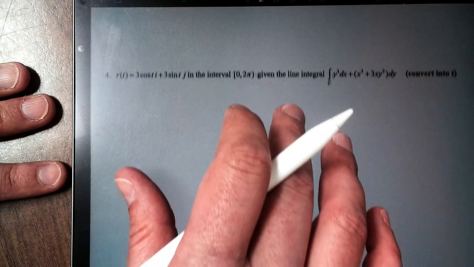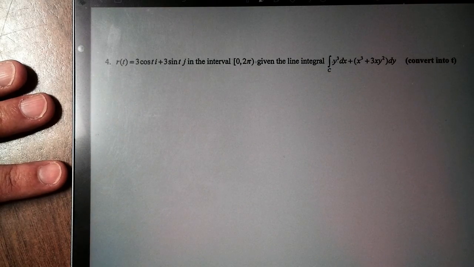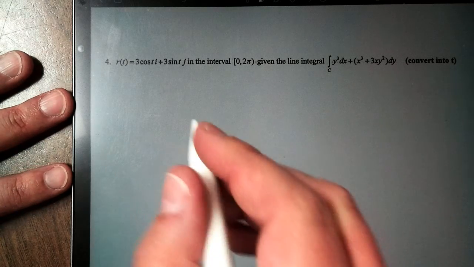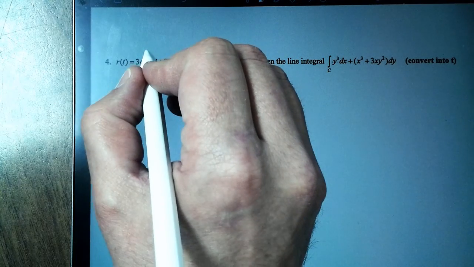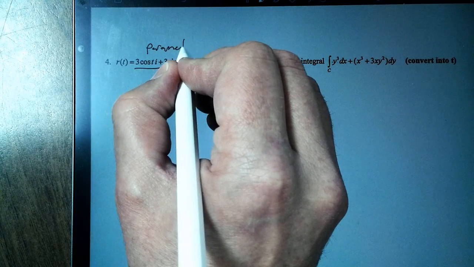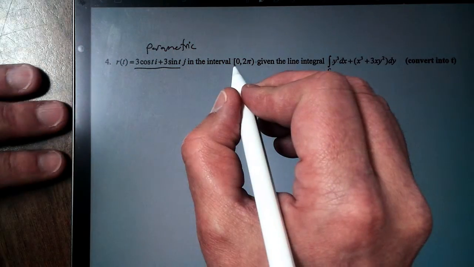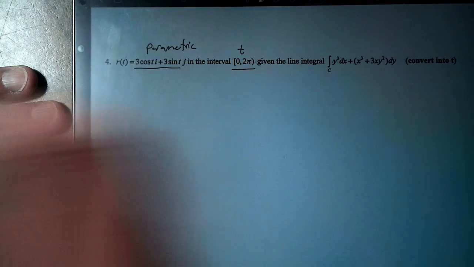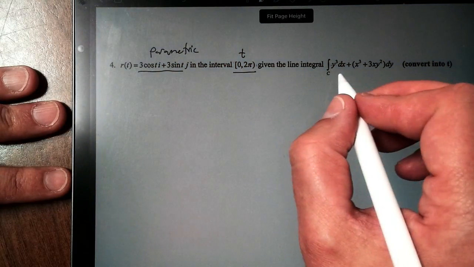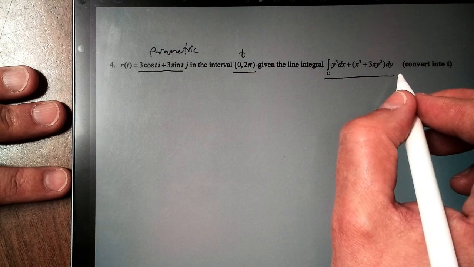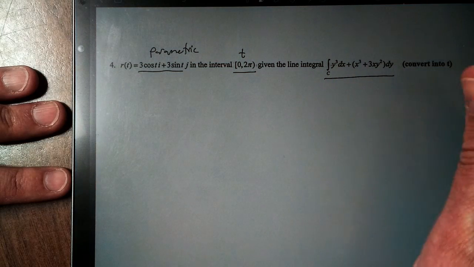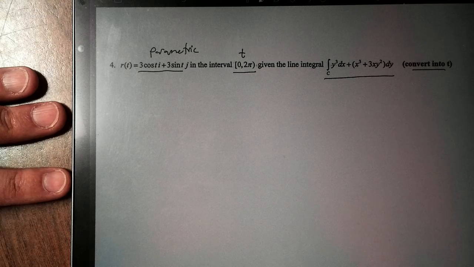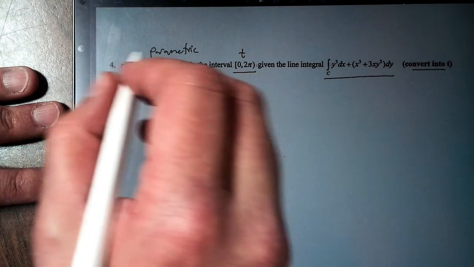Looking down below, let's take a look here. In this last example, our path is parametric. So we have a parametric path here. Our interval is 0 to 2 pi, so there's our time interval. And we want to evaluate this line integral. Now notice my path is parametric, but everything's in terms of x and y. So for this one, yeah, we're going to have to do a little bit of converting right here. But it's not terribly bad.